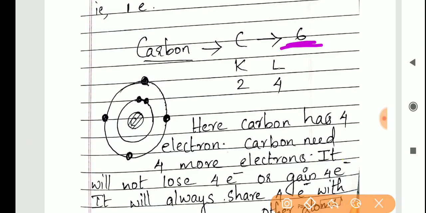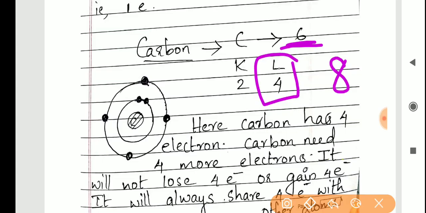That means K shell and L shell only. So L shell is carrying 4 electrons. So how many electrons does it need to attain stability? It wants a total of 8 electrons. But here only 4 electrons are there. So what will carbon do? Carbon wants to get 4 more electrons.